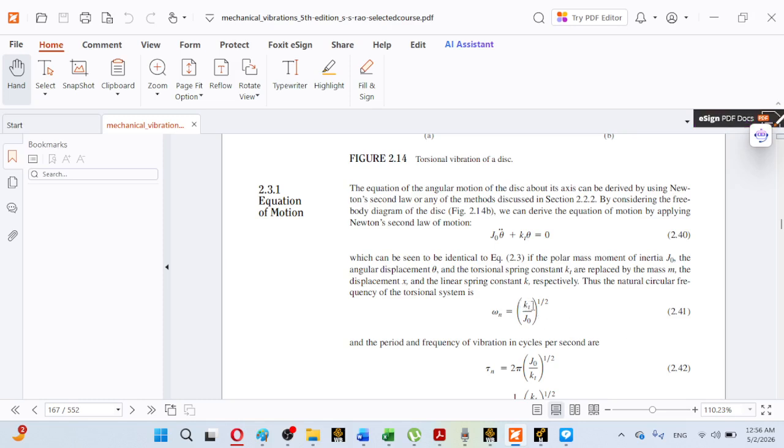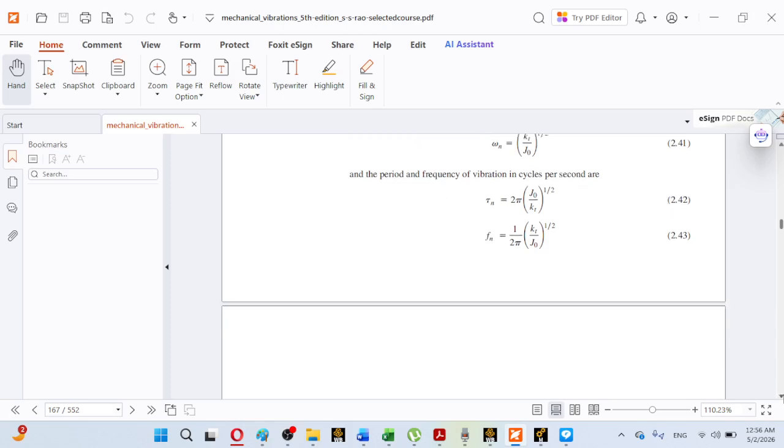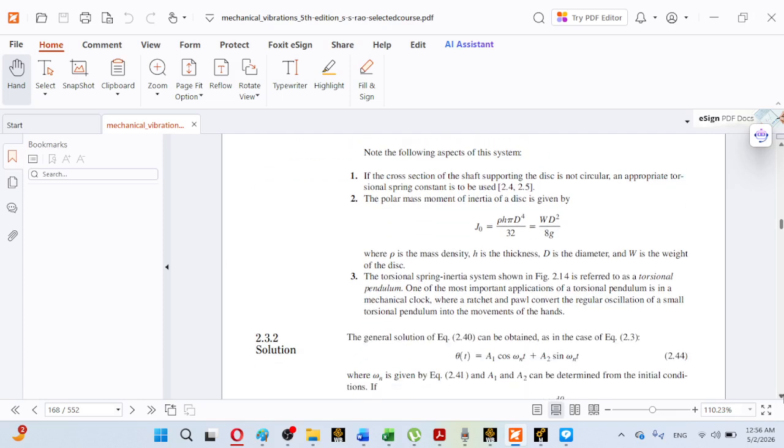Kt was the torsional stiffness, and J naught was the polar mass moment of inertia for the rigid disk. This was the natural time period, and this was the linear natural frequency f subscript n, and here this was the formula for calculation of polar mass moment of inertia alternatively.